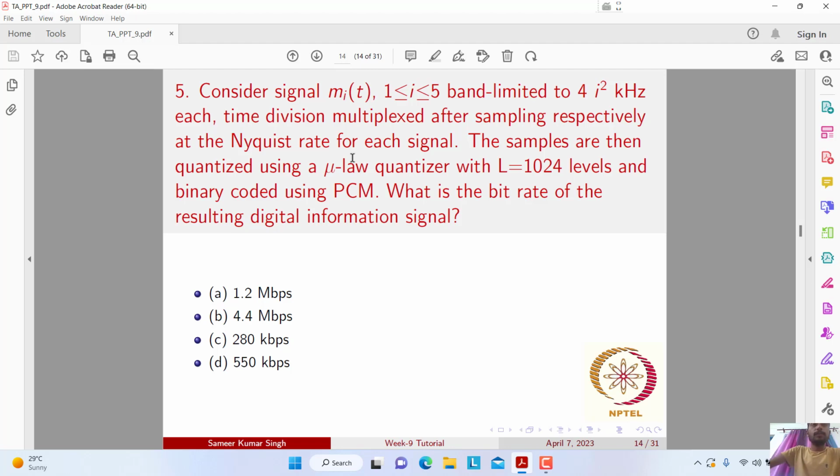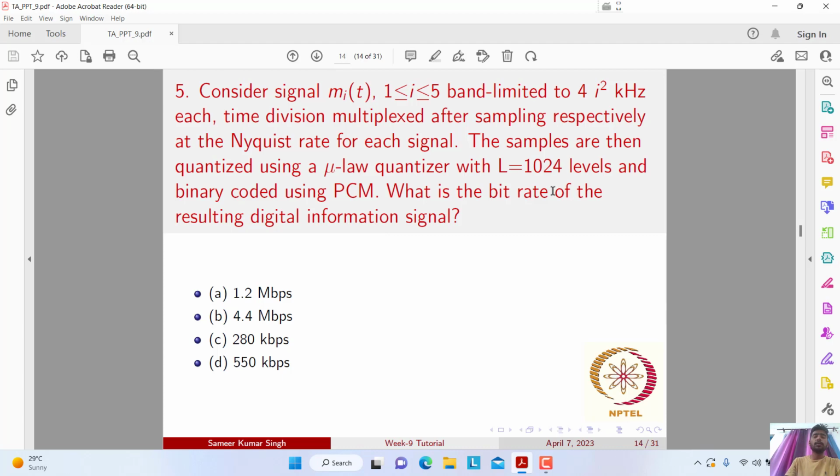Now we have question number 5. Consider signals mi(t), where i varies from 1 to 5, band limited to 4i kHz, and time division multiplexed after sampling at the Nyquist rate for each signal. The samples are then quantized using a Mu-law quantizer with L equal to 1024 levels and binary coded using PCM. So what is the bit rate of the resulting digital information signal?